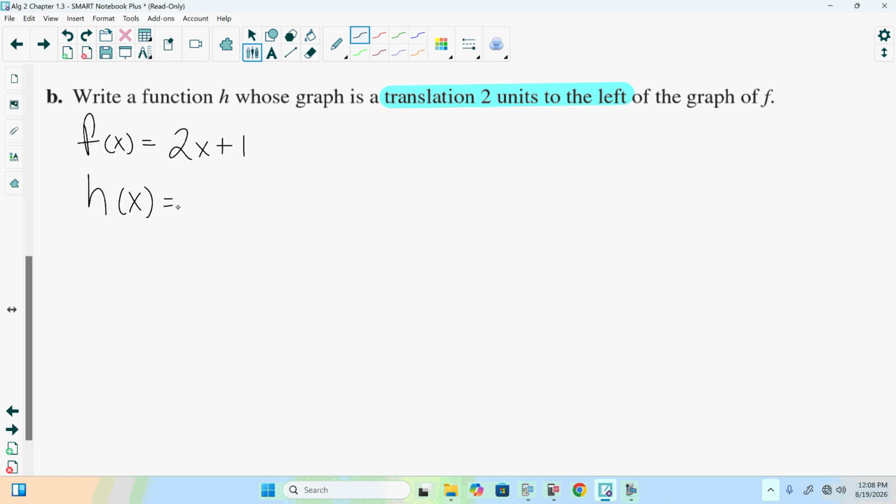Now, the general form for translation, moving the graph left or right, is f of x minus h. I will also say at this point, f of x, h of x, these letters are just a way to name them. So there is no specific order to which we name them. I'm not going to be particular about how you name them. We just need to be able to name them so that if we're referring to them, we know which function we're talking about.